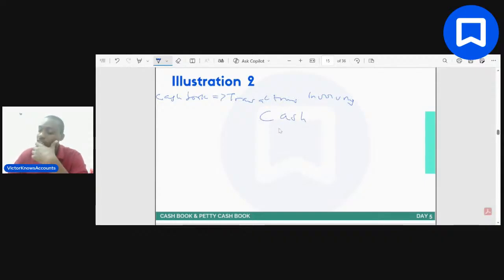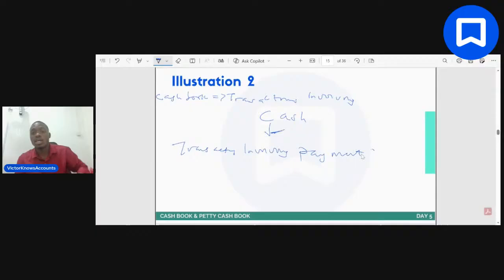Now when we say transactions involving cash, we are not just talking about physical cash. We are talking about transactions that involve payment. Transactions that involve what? That involve payment. It means that whenever you make any transaction and money is paid, if it involves you receiving money, then it has to be recorded in what? In the cash book.